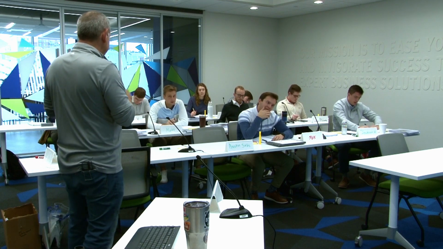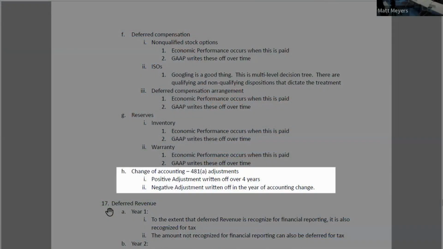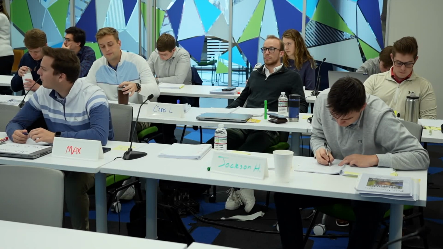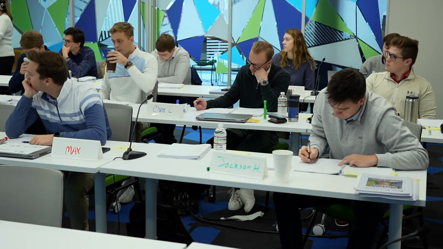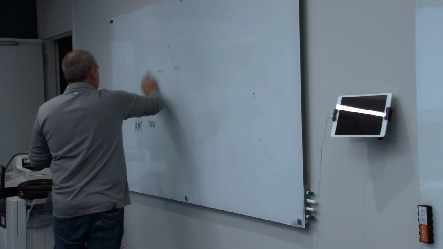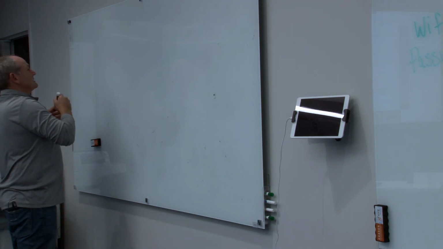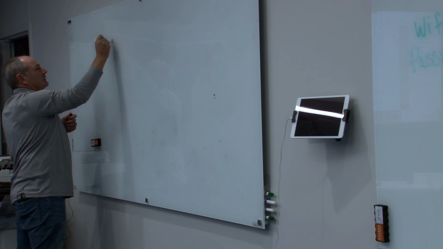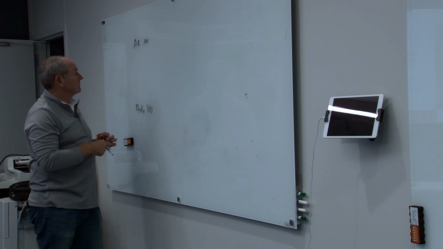Let's go Connor McCraddock. Letter H, change of accounting, 481A adjustments: positive adjustment written off over 4 years, negative adjustment written off in the year of accounting change. We talked a little bit about this yesterday. If we change a method of accounting from cash to accrual, I'm going to do it two ways. I have AR of $100, equity of $100, and this is on cash method.